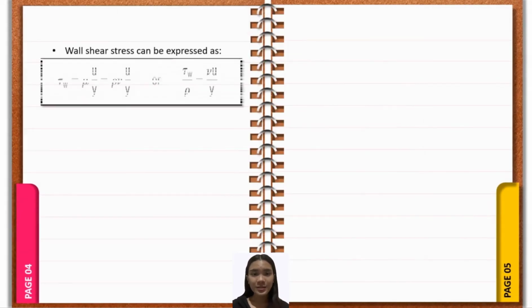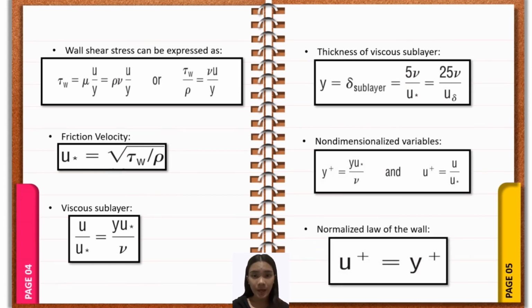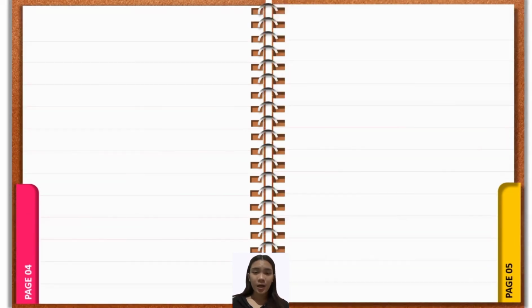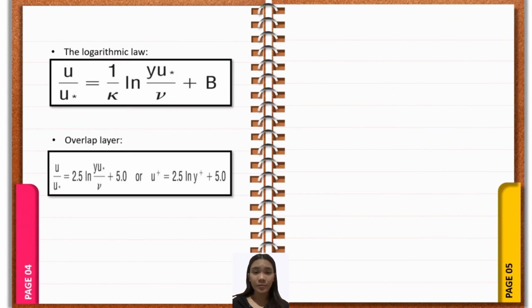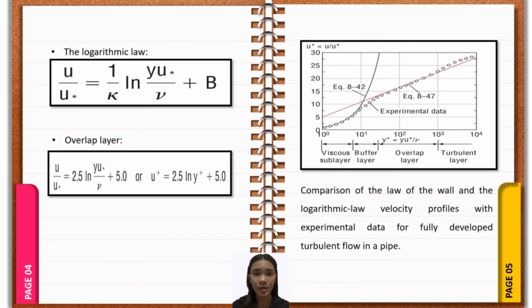In this slide, we can see the wall shear stress, friction velocity, viscous sublayer, thickness of the viscous sublayer, and non-dimensionalized variable expressed. Here we can also see the normalized law of the wall. The logarithmic law and overlap layer can be expressed. As you can see in this figure, it is the comparison of the law of the wall and logarithmic law velocity profiles with experimental data for fully developed turbulent flow in a pipe.